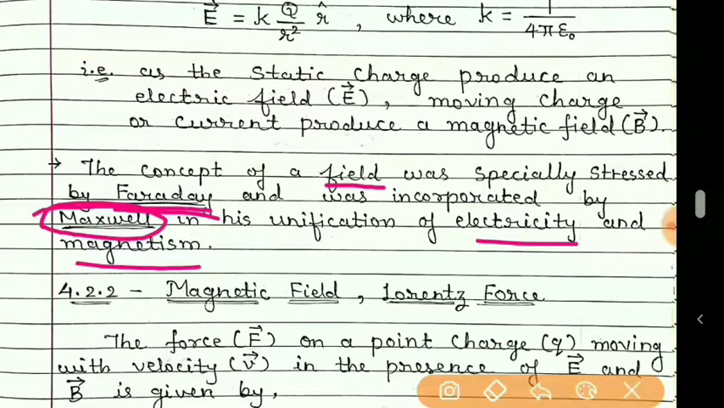Students, Oersted simply noticed that the magnetic needle kept in a magnetic compass gets deflected when it is brought near a current carrying wire. But the concept of the field was given by Faraday, and that concept was used for the unification of electricity and magnetism by Maxwell.